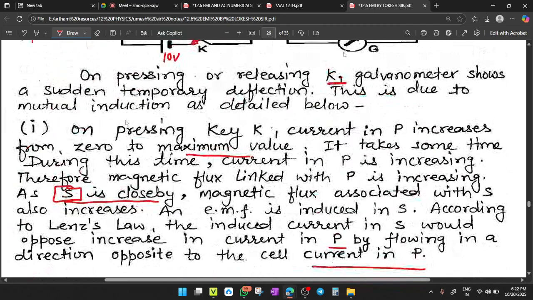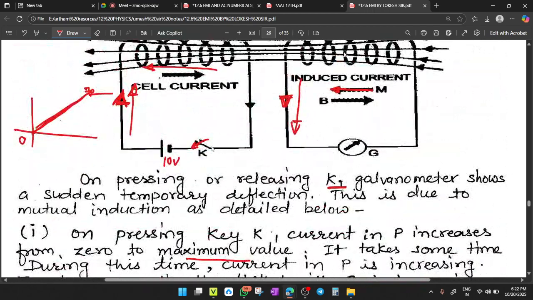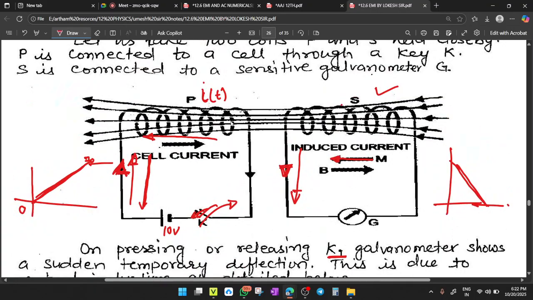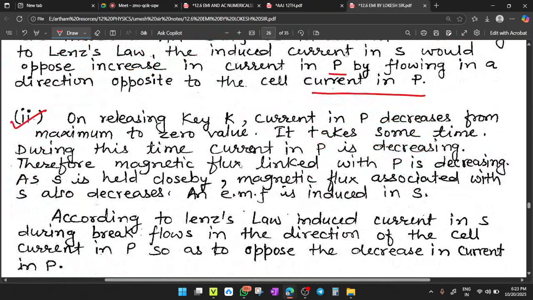Okay. Second case: first you have seen when you close the key, and second you release the key. As you release the key, what will happen? Current goes back from its maximum value to zero, the minimum value, right? So current is continuously decaying in the first coil, resulting in a decrease in flux. Here also there is a decrease in flux, but the coils do not want a change of flux, so they will support the flowing current, and they will have the direction like this. Clear or not clear? They do not want change, so they will support the decreasing current.